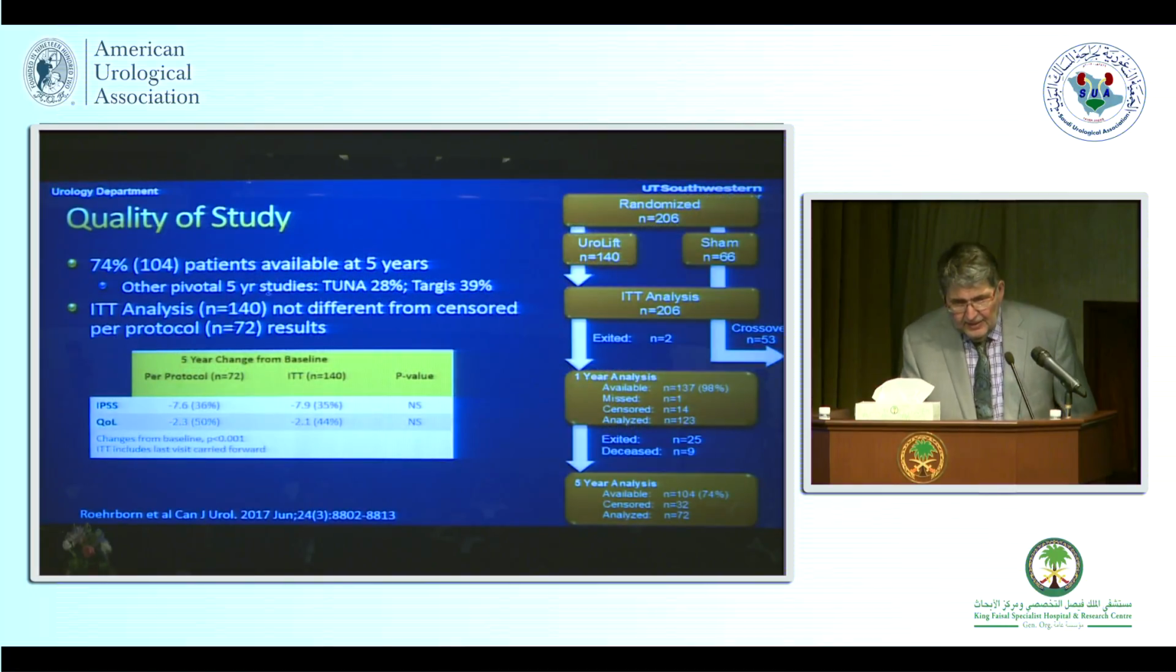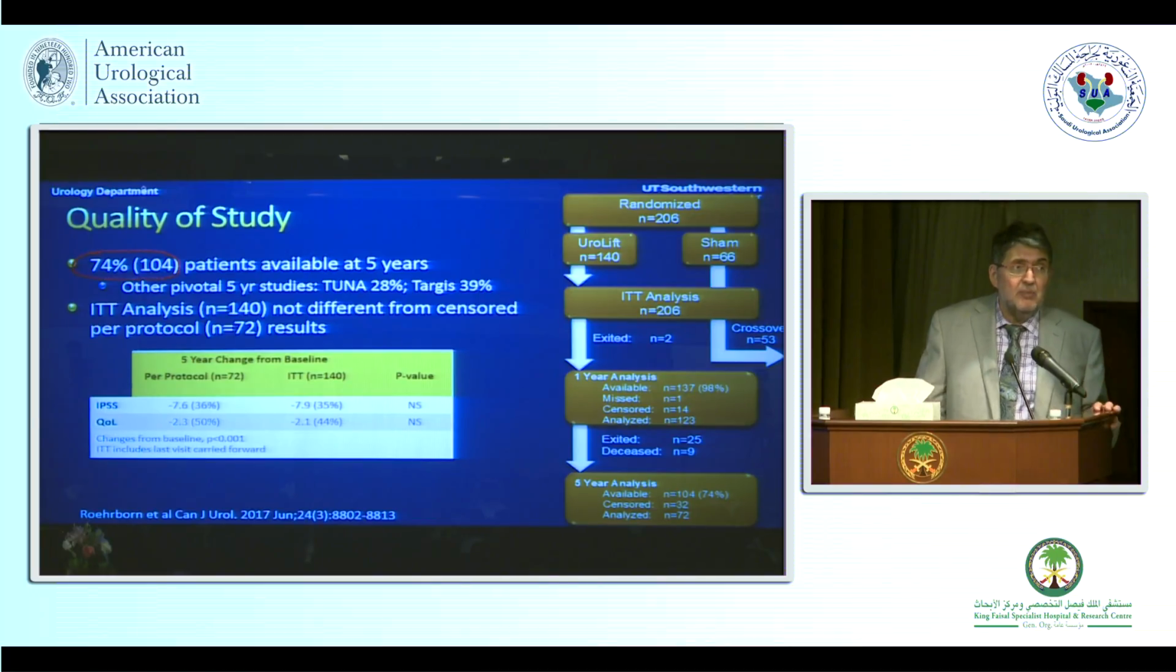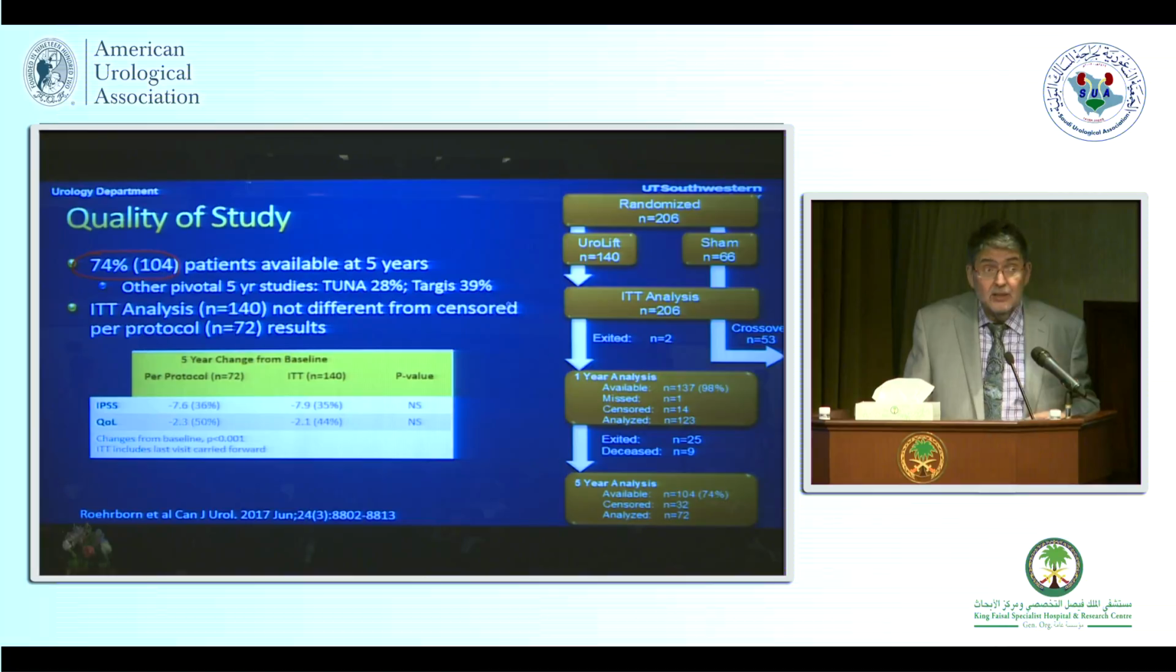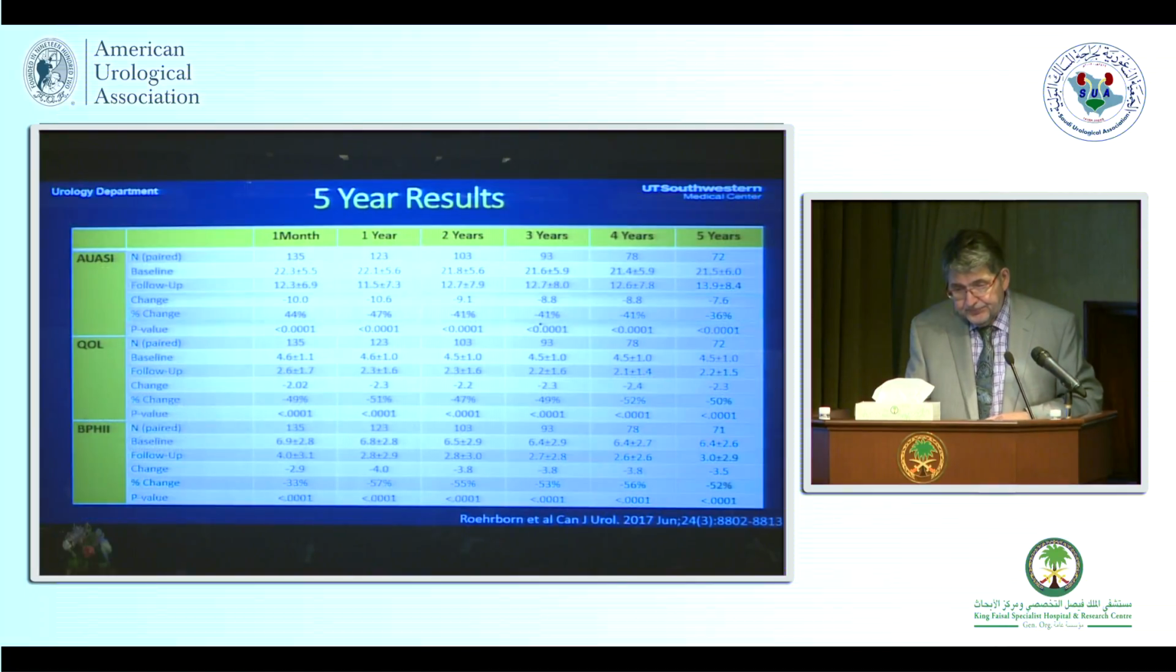The 5-year data was available on 74% of the treated patients. That's for 5 years, not so bad. It's a 25% loss of patients. And of those patients, 13.6% required a retreatment. So it's 2 to 3% per year retreatment rates.